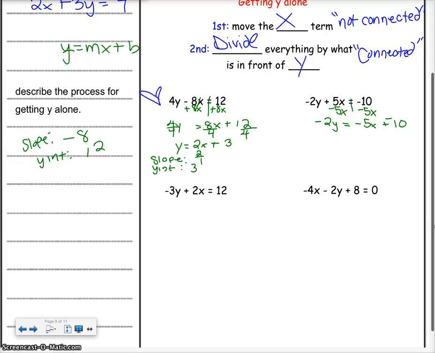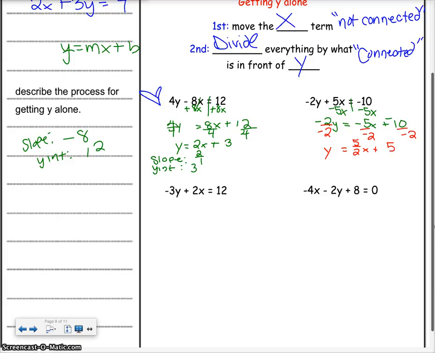And then watch this. I'm going to go ahead and divide everything by negative 2. And then that's when signs get a little weird, so you have to be careful. Y equals, this turns into positive 5 over 2 because the two negatives turn to positive. Plus negative 10 over negative 2 is a positive 5.